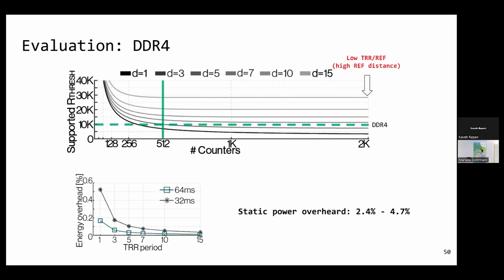We also calculated the power overhead, 2.4 to 4.7% of static power to take care of these counters, and the energy overhead is also tolerable, going up to less than 0.5% in most scenarios. So this is something that is doable. But this is DDR4, and I had prepared for you to ask, what about DDR5? Because nowadays you could go and buy DDR5 devices.